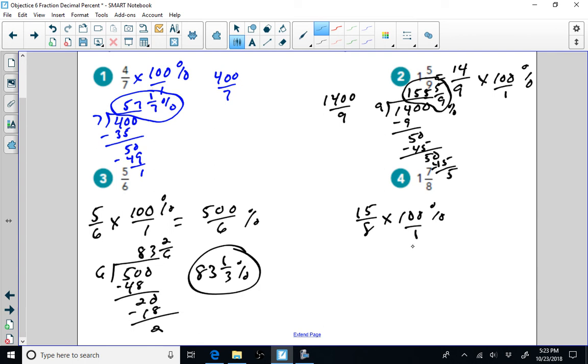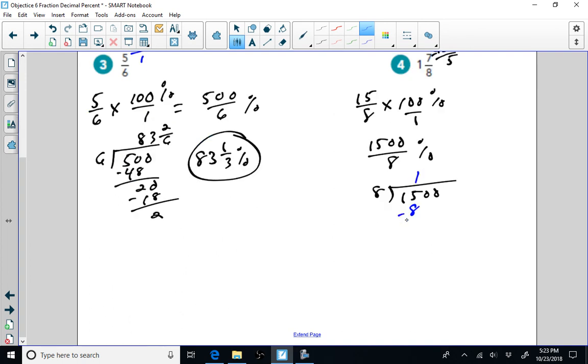Put that over 1. It's going to be 1500 over 8, and that's going to be a percent. Do my long division. 8 into 1500. So 8 goes into 15 one time. 1 times 8 is 8. Subtract, I get 7. Bring down the 0.